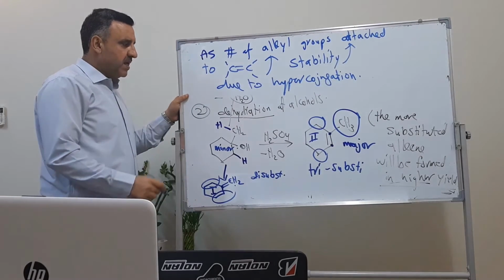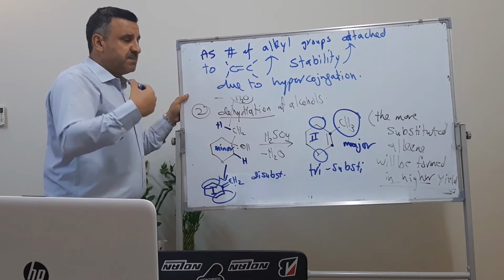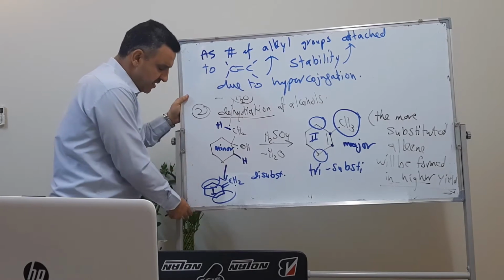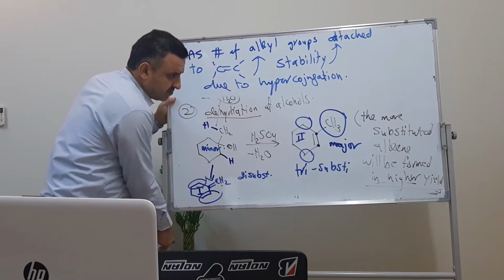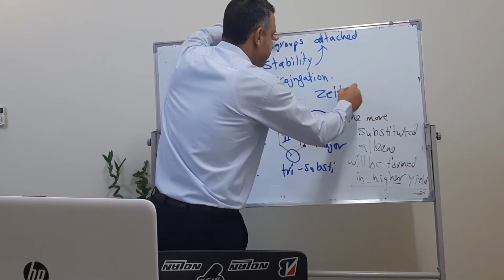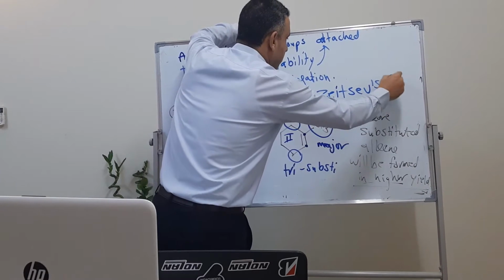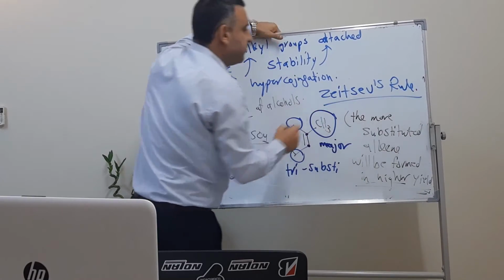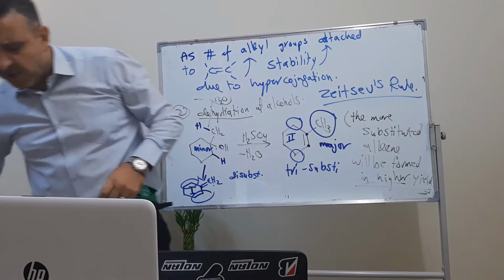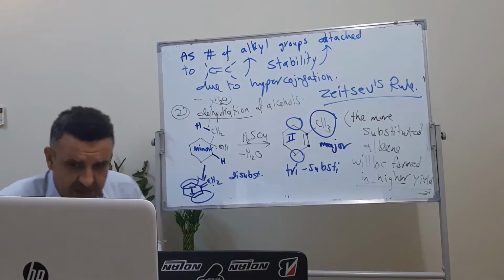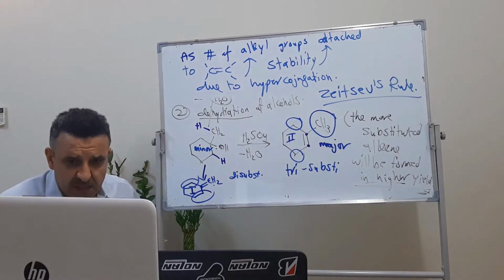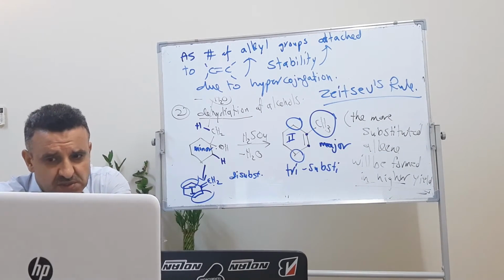Do you follow me? The rule here which specifies the preference for the more substituted alkene, we call it the Saytzeff rule. That rule specifies that the alkene which will be formed in higher yield from the dehydration of alcohols will be the one which is more substituted.